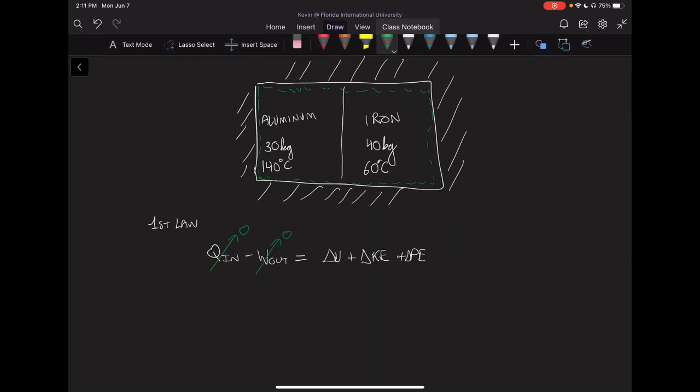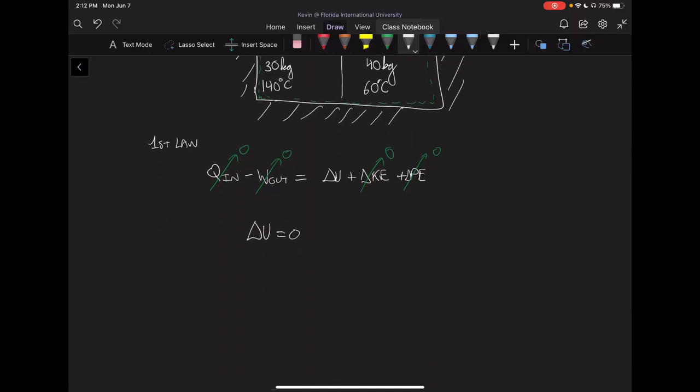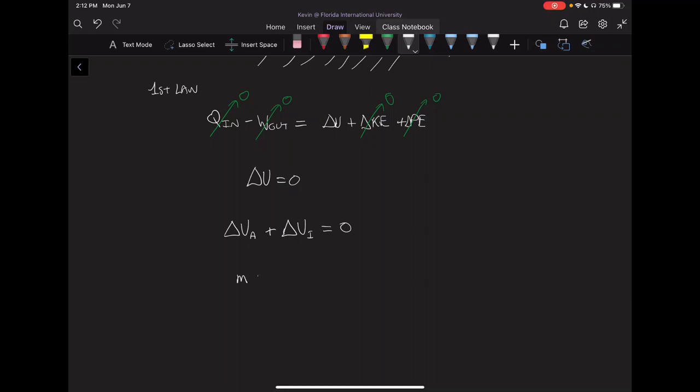We have nothing moving in our system, and we don't have any information on kinetic and potential energy, so they're also going to go to 0. And so we finally have that our equation simplifies to delta U is equal to 0, just like in our midterm exams. Now, we can separate this delta U for the aluminum and the iron. So delta U of A, which is aluminum, plus delta U of iron, which I'll put as delta U of I, is equal to 0.